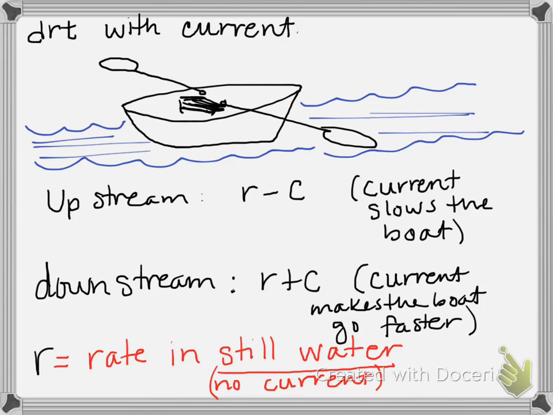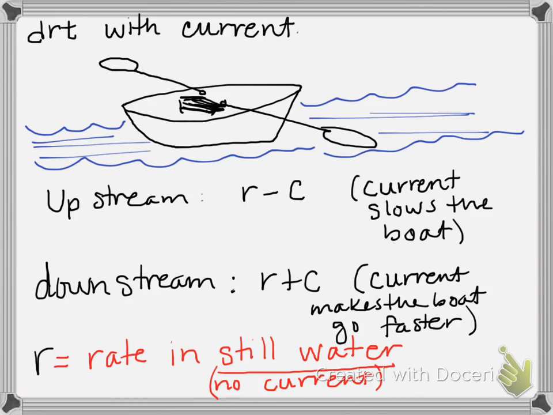The R stands for the rate in still water of whatever it is. If you were swimming, it would be the rate you would swim in, say, a swimming pool instead of in a river. Or if it was a boat, it would be like rowing or motoring on a lake instead of a river where there's no current at all.